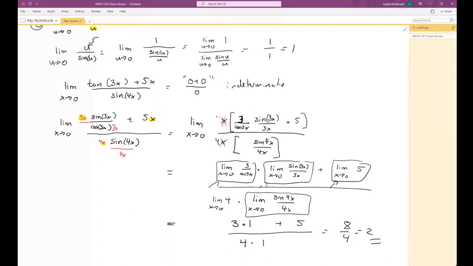I have a question. When you factored out x on the numerator and got 3 over cosine 3x times sine 3x over 3x, why wouldn't you just factor out a 3x? That's because there's another term in the numerator with a 5. If I had 6x for the second term, I would have factored out a 3 maybe. But I wasn't sure what I was going to do.